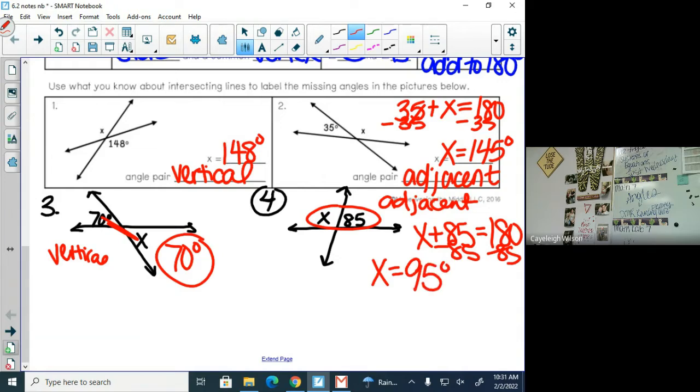So are there any questions about how to know if one's vertical or if one's adjacent? Okay, so we're going to flip it over. And they're going to use any of these. They might use adjacent, they might use complementary, they might use supplementary, they might use vertical. We don't know until we look at the problem.